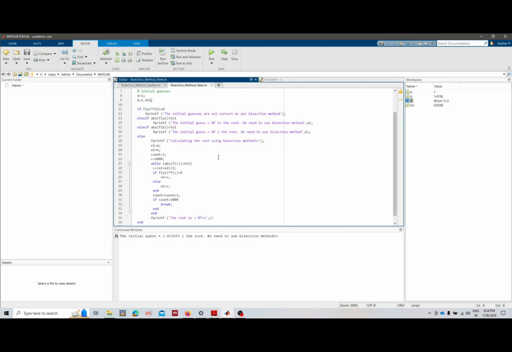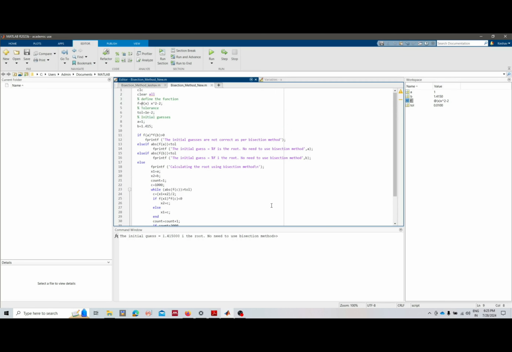Similarly, for the Newton-Raphson method also you can make the code. I hope you have understood. Thank you.